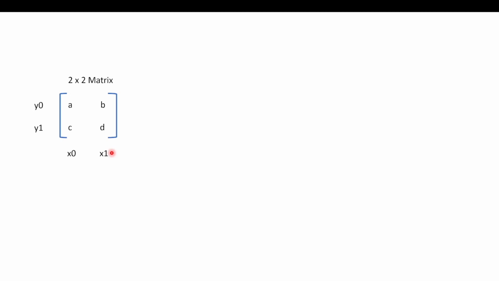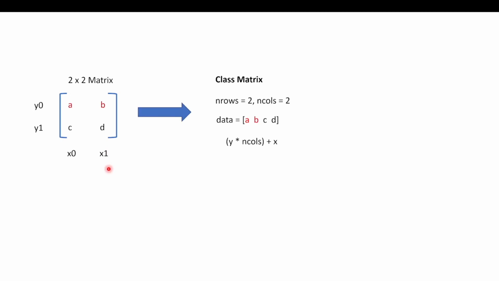So for example, consider this 2x2 matrix. We will store the data in this form. That is, the elements of the first row followed by the second and so on. In this way, given a row and a column index, we can access an element by applying this equation here.